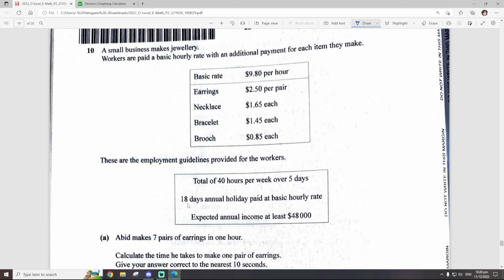Okay, there's something about this statement. And the expected annual income, is it at least 48,000? That's what the question is asking. So the thing about this is, well, if we assume that those 5 days are weekdays, for example, you could generalize it, but most commonly we will assume that the 5 days of working are the weekdays, right? So this annual holiday, can you take this leave on weekends?